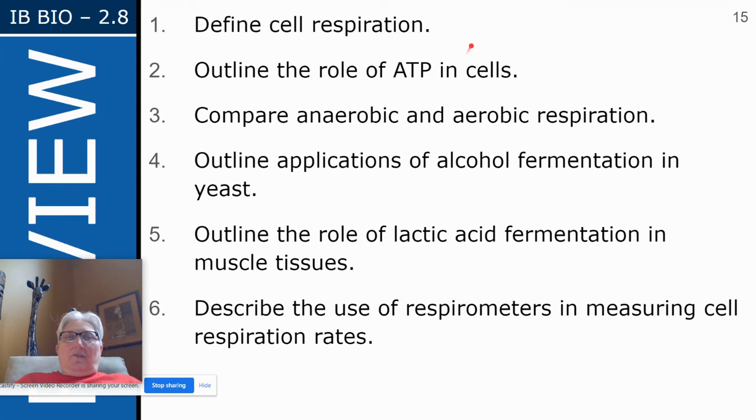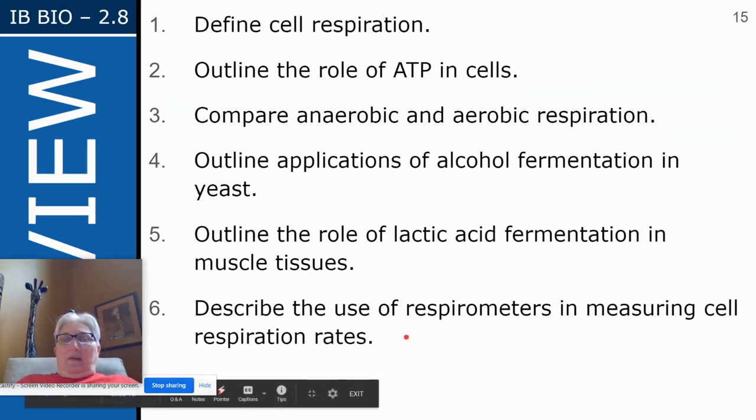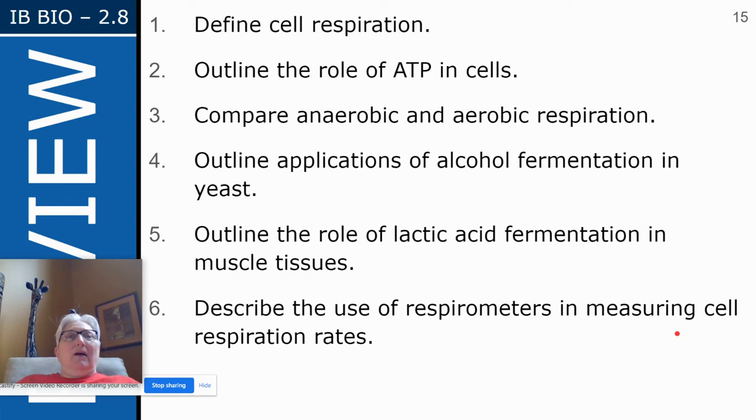Right? So for this kind of intro or summary, remember, be able to define exactly what respiration is. Have an outline comparison. I'm going to give that to you. The applications of alcoholic fermentation and lactic acid fermentation. Remember, both of these are part of that initial stage of respiration, which is glycolysis. And then we'll worry about the use of respirometers later on next year, right, when we do that lab.